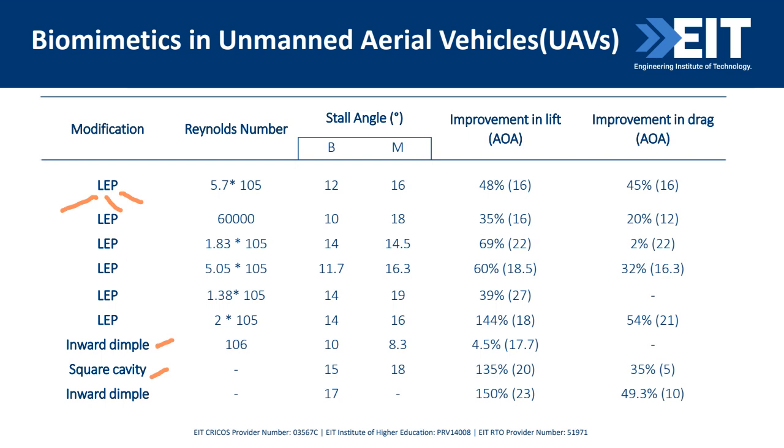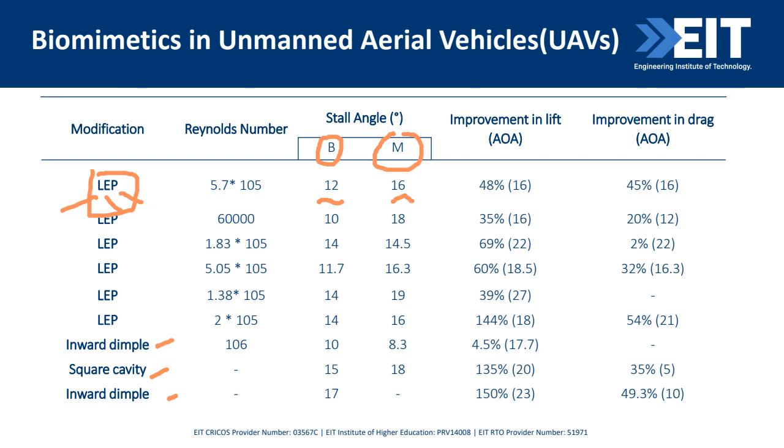And when they did that, if you see the result here, B means baseline aerofoil, the normal aerofoil, and M means modified aerofoil, after the implementation of leading edge protuberances. The stall angle in the case of the baseline aerofoil is 12 degrees and for the modified aerofoil is 16 degrees. Just to let everyone know, I don't think everyone is used to the stall angle. Does everyone know the term stall angle?